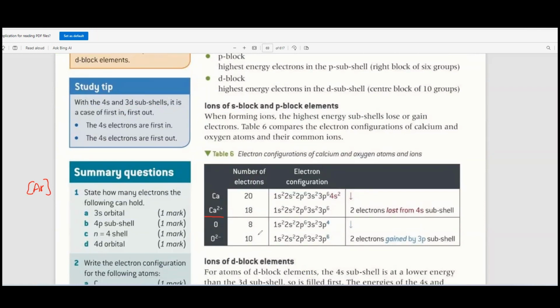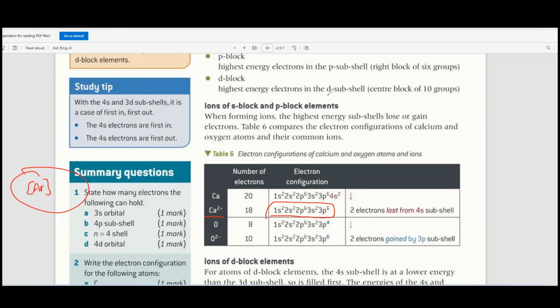You see calcium 2 positive. They don't show that it has any 2 positive here. They just write it as Ar. So if you have to write a shorthand notation, you just write Ar. You don't need to show any positive sign or anything.